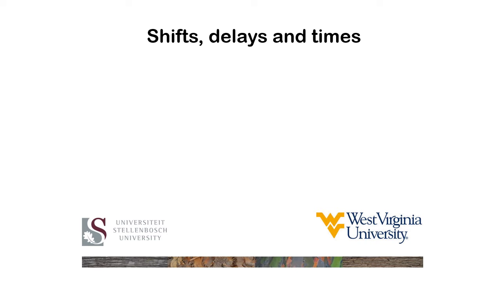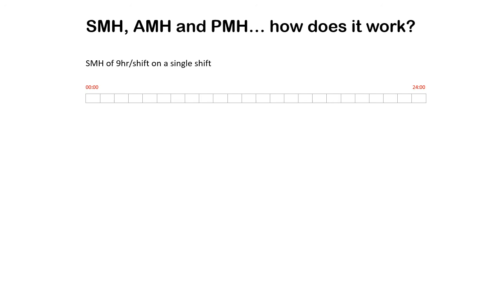In this component of the course, we deal with shifts, how we allocate shifts and how we divide time in the shifts, where we put the delays or necessary disturbances, and how we visually represent availability and utilization.